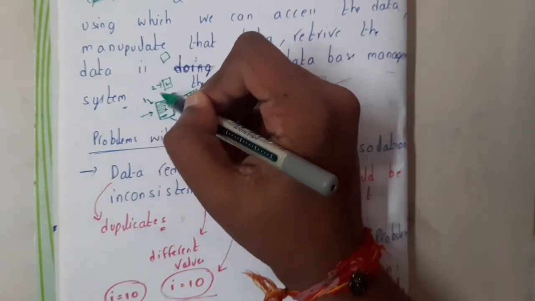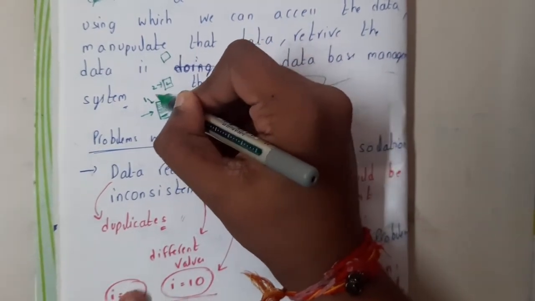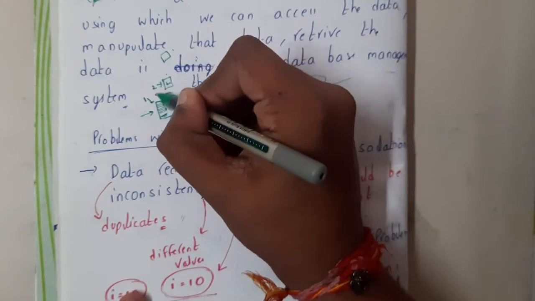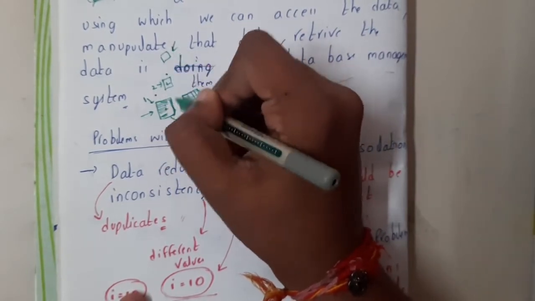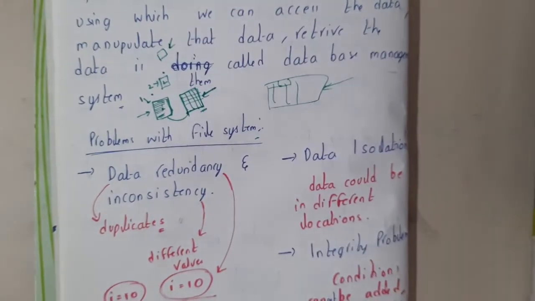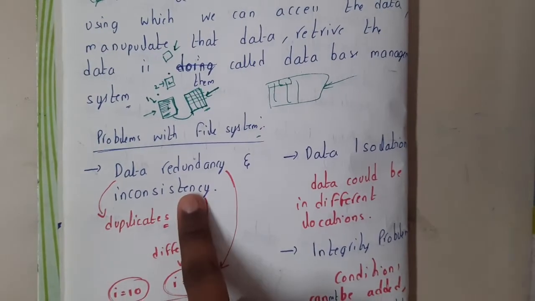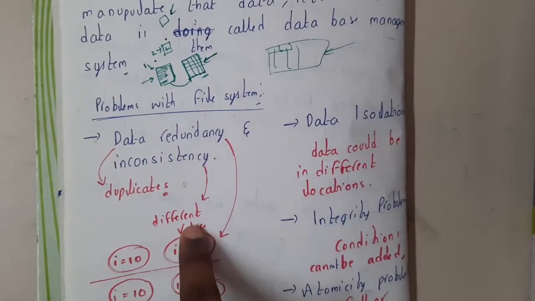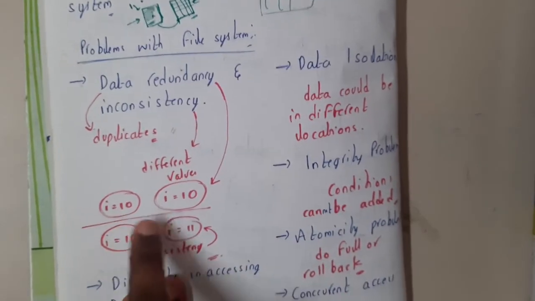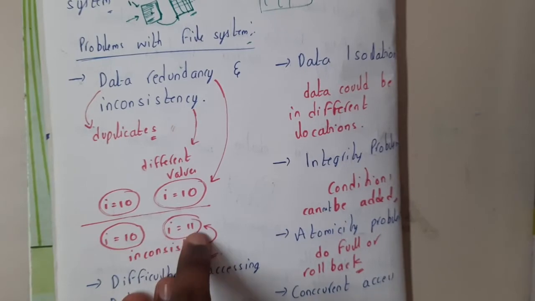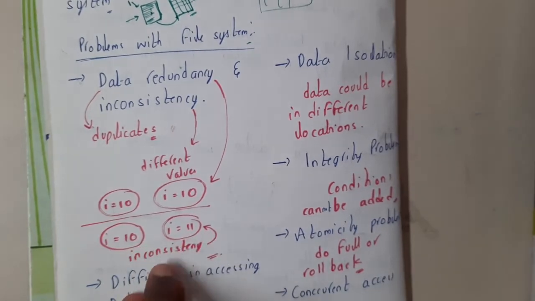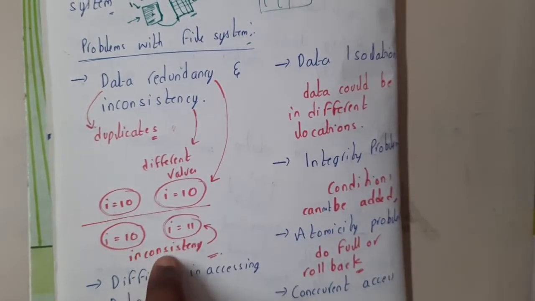So assume that he is the HOD. It's a funny thing, but he is the HOD of CSC, mechanical and civil. So you updated in CSC and mechanical, but you forgot to update in civil. So indirectly that particular thing is something like inconsistency, right? Inconsistency is nothing but different values, guys. So basically here the I value is 10, here also I is 10, it's okay. But here the I value is 10, here the I value is 11. So how is this possible?